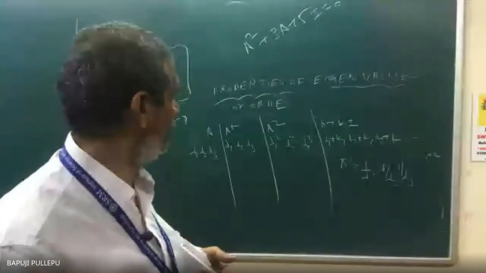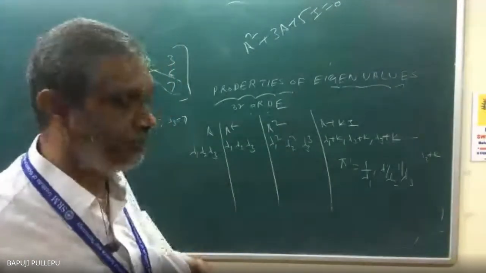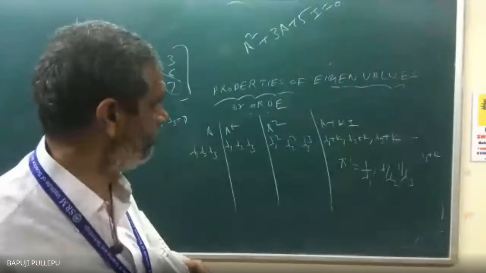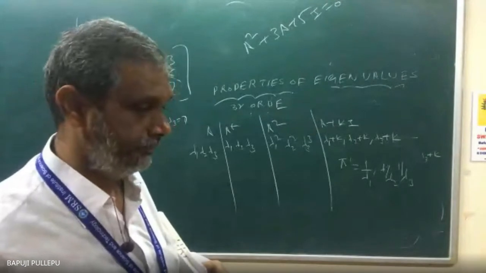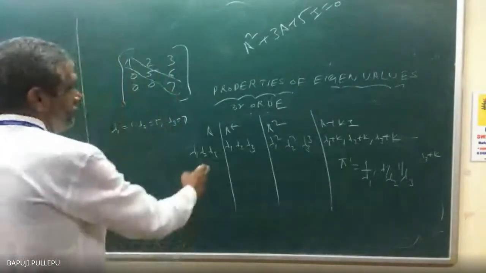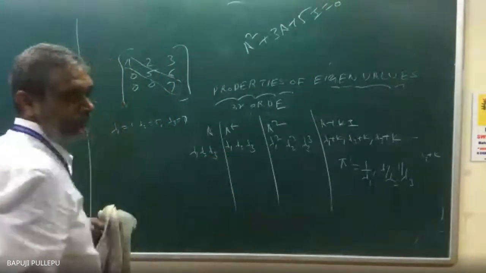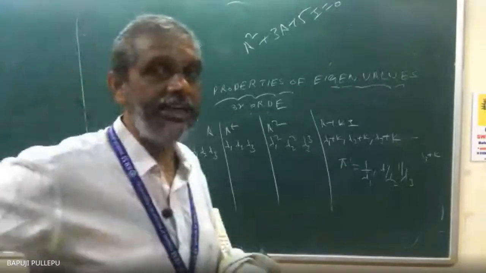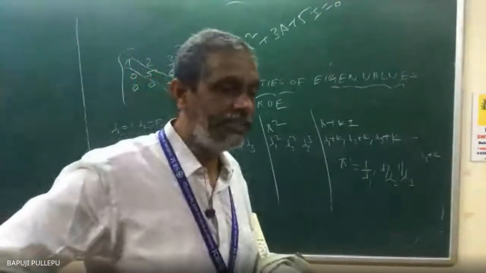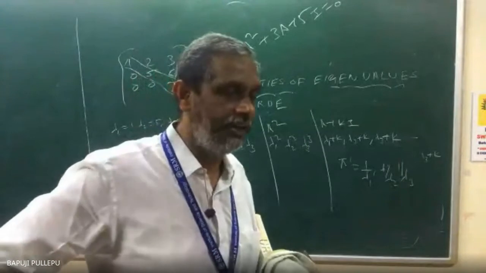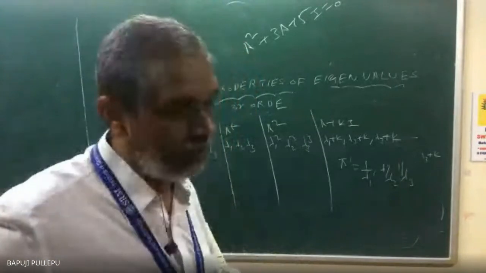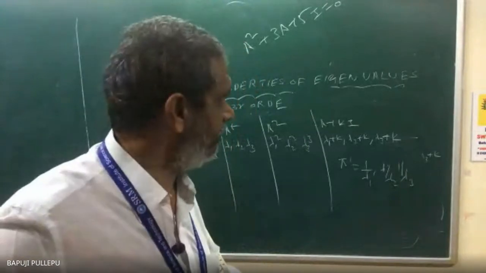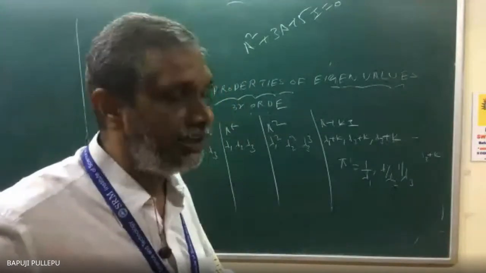What is the second row? A square means lambda 1 square, lambda 2 square, lambda 3 square. A transpose means lambda 1, lambda 2, lambda 3. A and A transpose will have the same eigenvalues. A square means what? The square of the eigenvalues of A. A cube means the cube of the eigenvalues of A. A plus kI means what? Plus k, you can add to the eigenvalue.